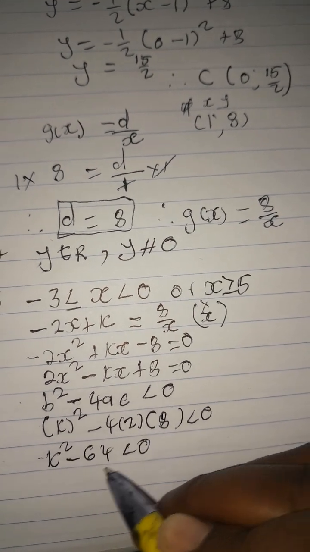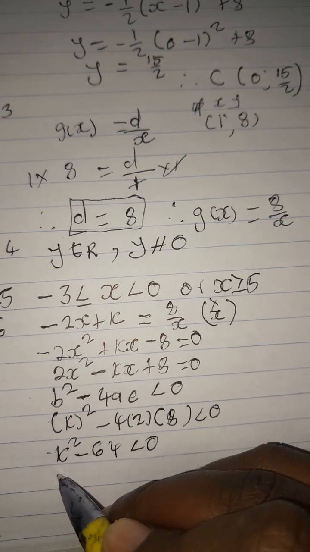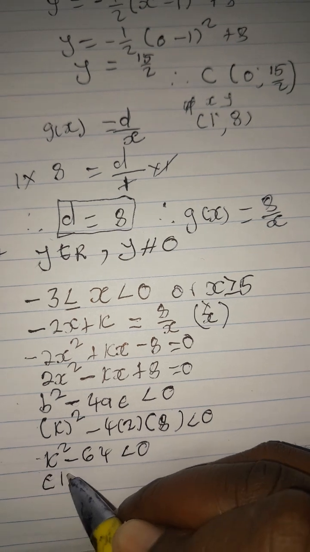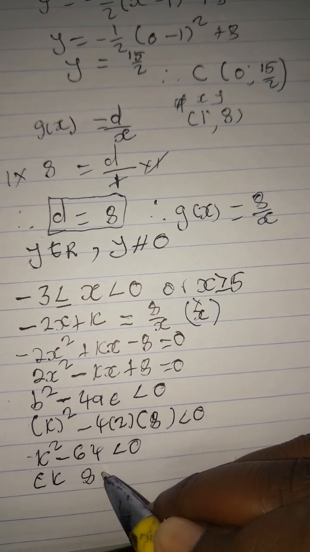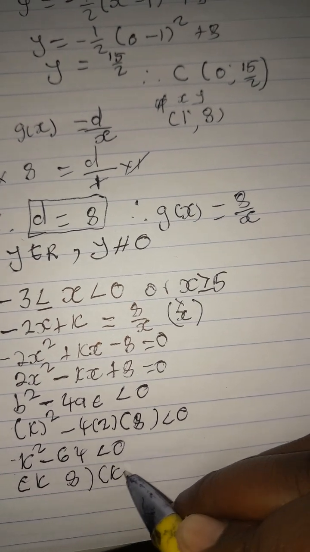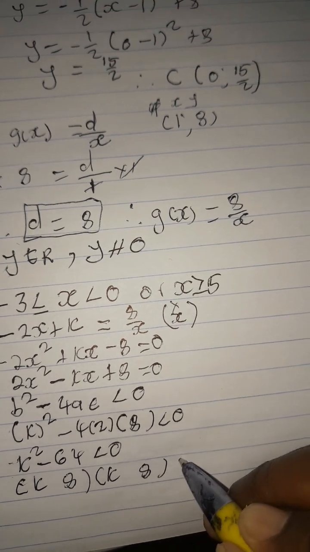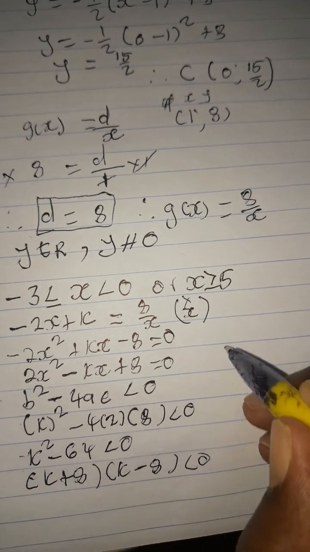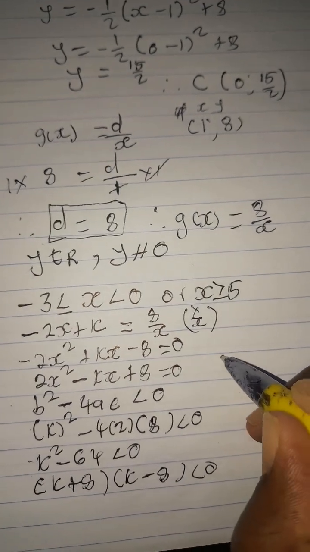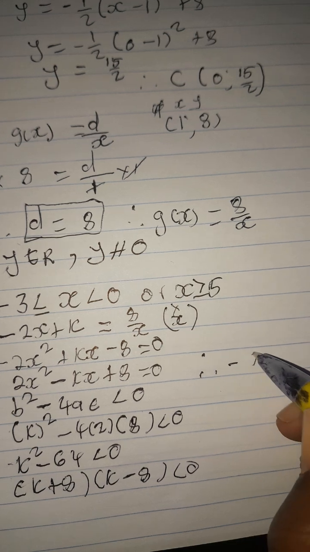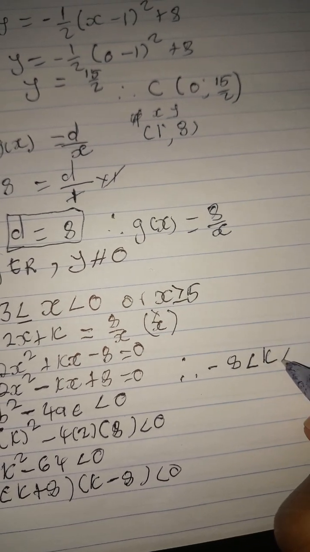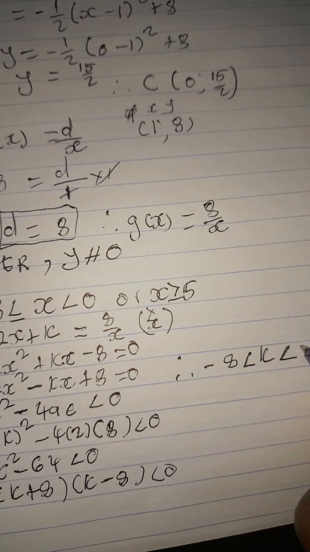It's less than 0. So from here, what do we do? We need to solve this. Remember, this will be k squared minus 64, a difference of 2 squares: k minus 8 and k plus 8, less than 0. So the one is positive and the other negative. If we were to represent this in inequality form, this would be -8 less than k, but k less than 8.